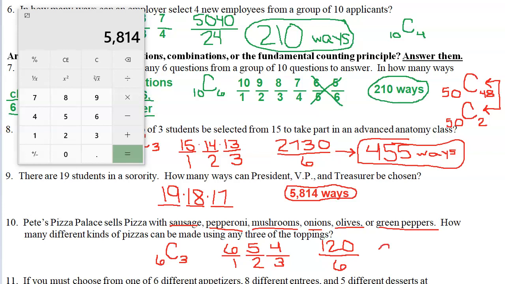So how many different kinds of pizzas can be made using any 3 of the toppings? I did a combination count up. Because, again, to me, order doesn't matter. When I'm calling in the pizza, order doesn't matter. I'll let the worker decide which topping he wants to put on first. All right, we got 20 ways.